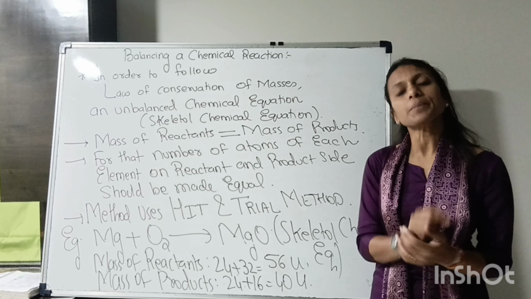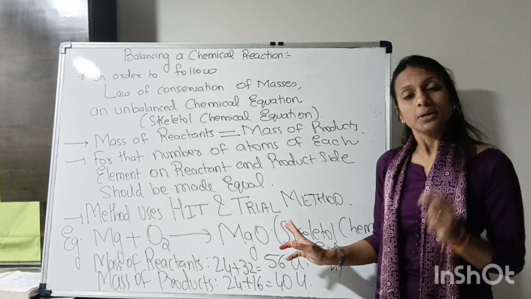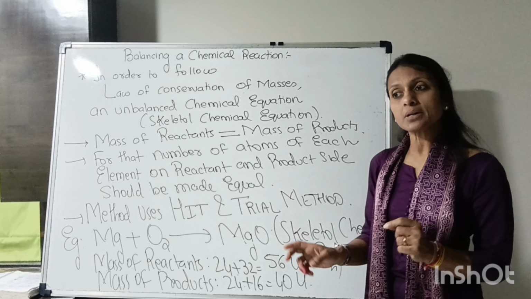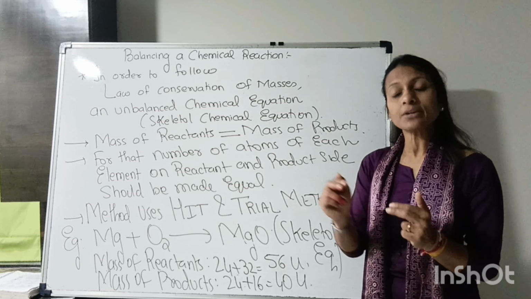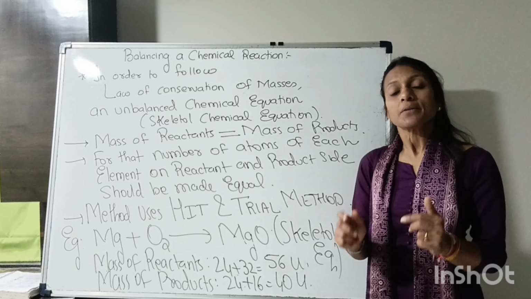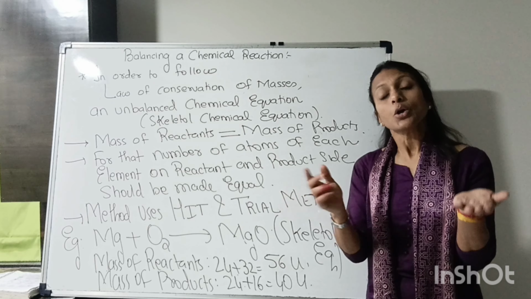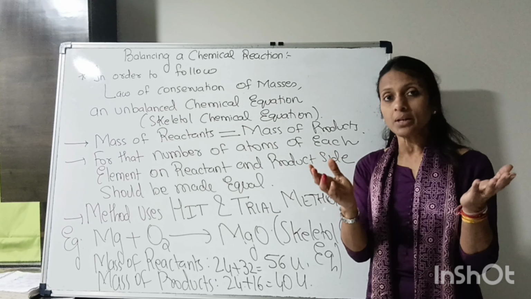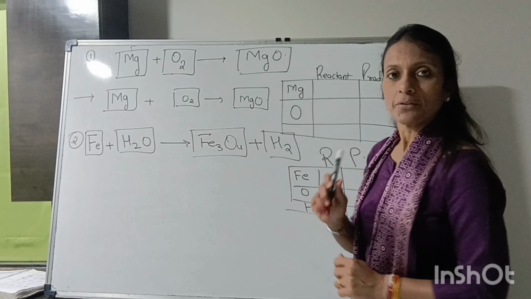The technique or method used is called the hit and trial method. Important objective, remember the method of balancing a chemical equation is called the hit and trial method, and by using this technique we will ensure that first we make the number of atoms equal on both sides, which will definitely create equal masses. Okay? How to balance a chemical reaction?